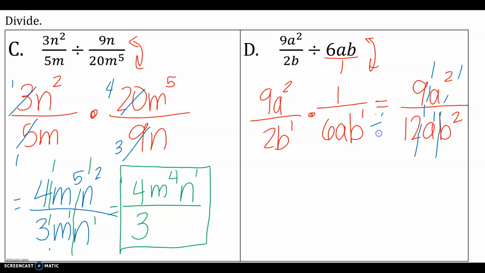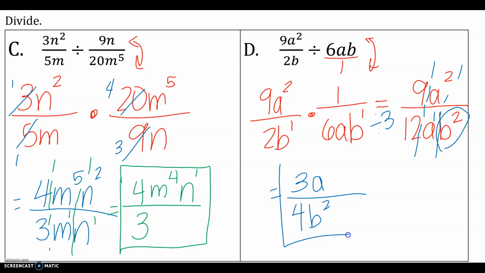So it looks like we should divide the 9 and 12 by 3. So you would get 3 over 4. A squared over a to the 1st. Subtract those and you get a. And then this b squared would just go on the bottom because there is no other b on the top. So if you notice, all you have to do is remember to flip, and then it becomes a regular multiplication problem.